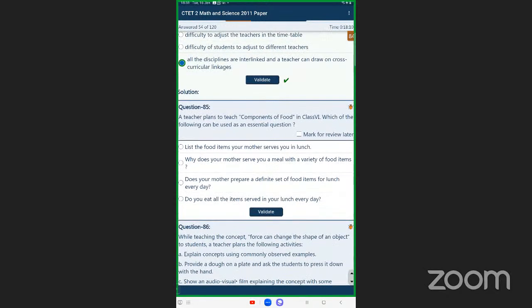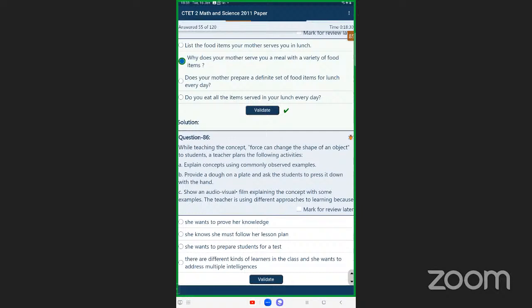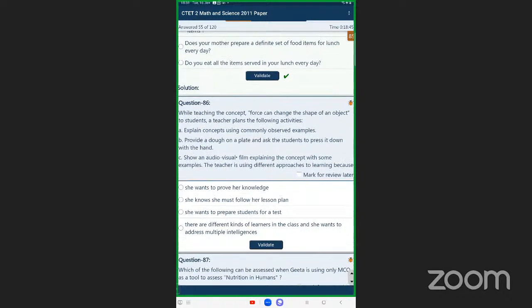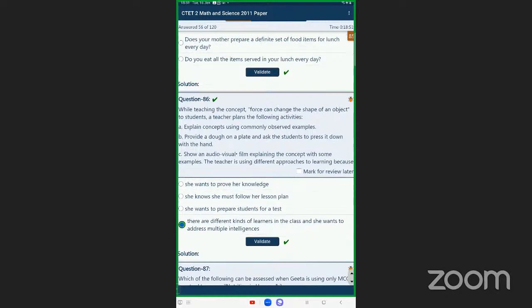85. A teacher plans to teach components of food, Class 6. Which of the following can be used as an essential question, student? So, why does your mother serve you meals with a variety of food items? This is the answer. Next one. While teaching the concept that forces can change the shape of an object to a student, a teacher plans the following activities. So, what activity can be the correct one, student? There are different kinds of learners in the class and she wants to address multiple intelligences.